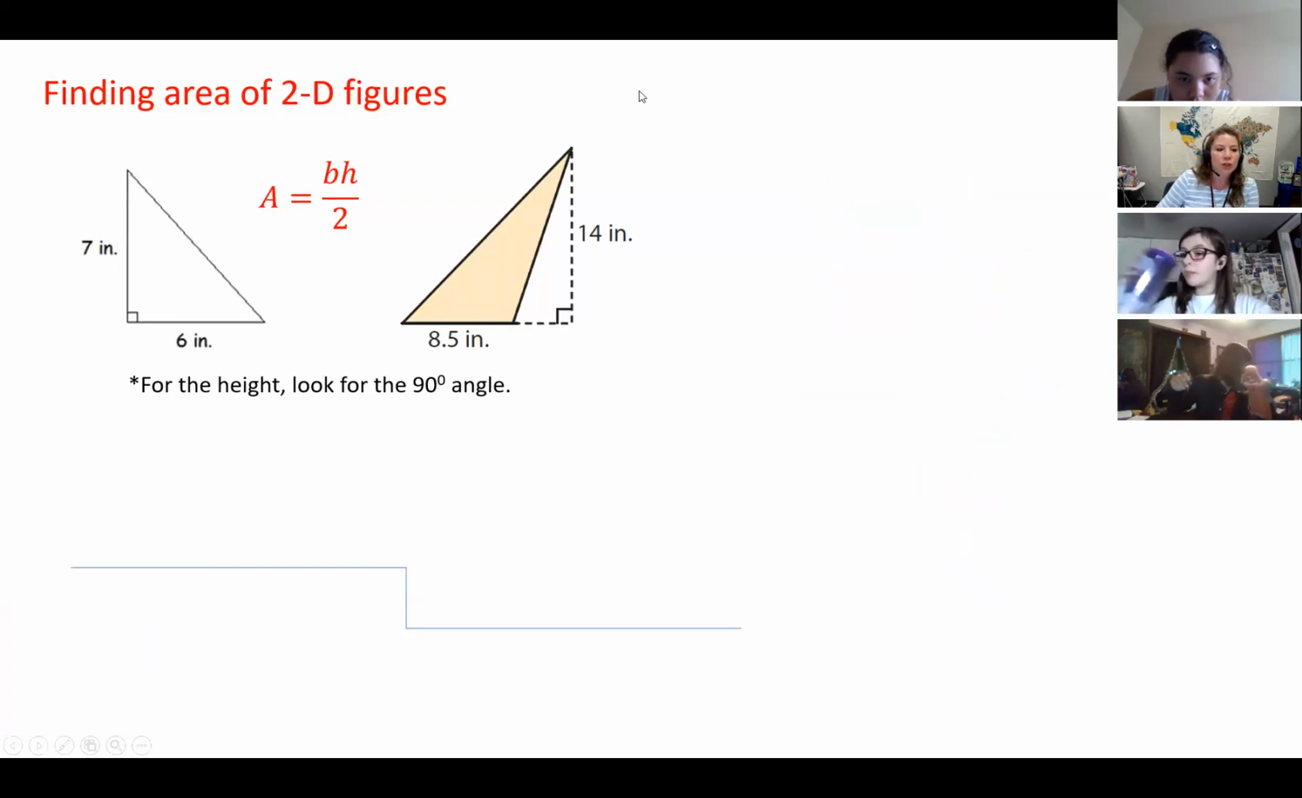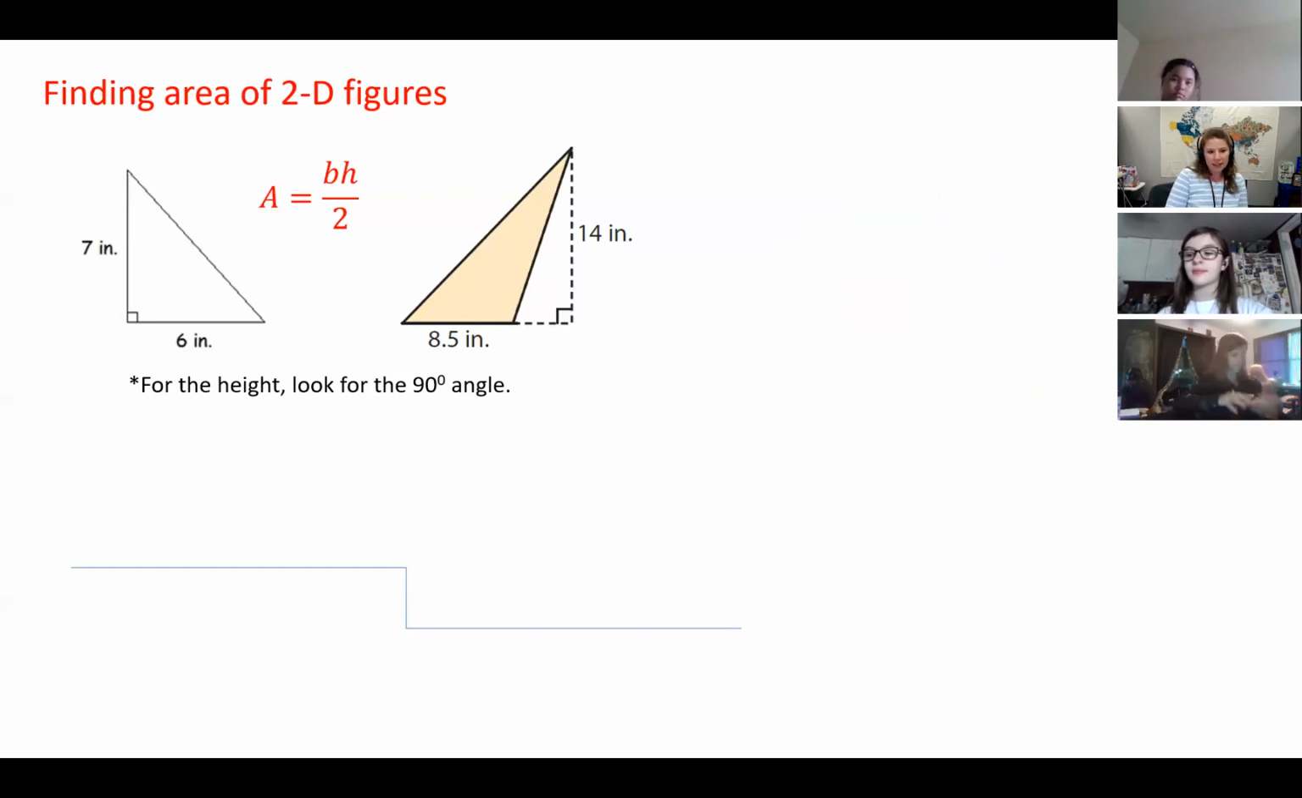All right, so what we're going to do is practice finding the area of triangles. Have you guys found the area of triangles before? Have y'all done that before? Did y'all do it last year in 6th grade? Okay, good. Well, then this is just a review.